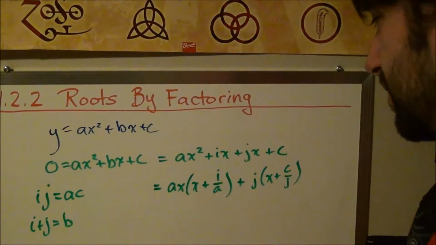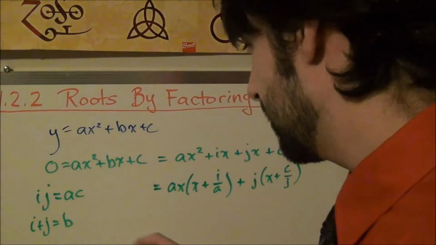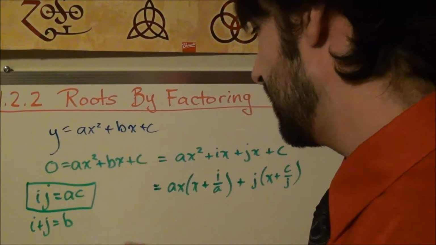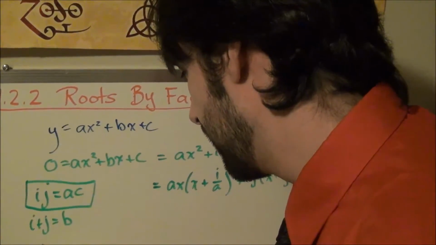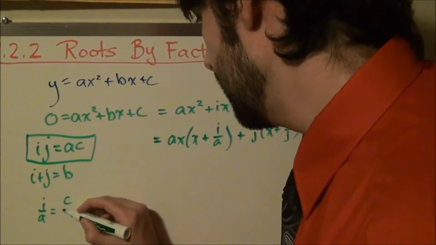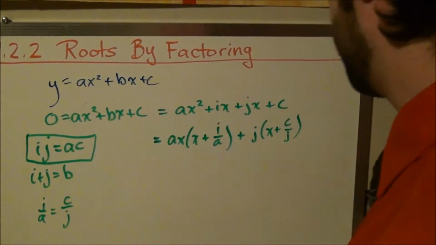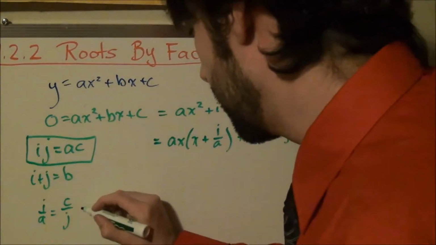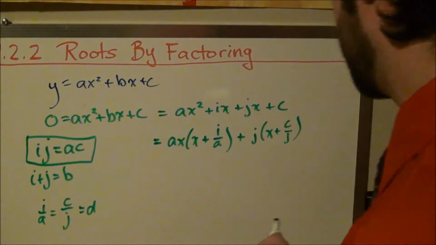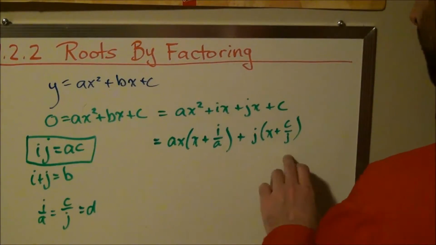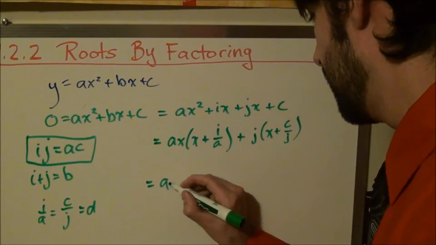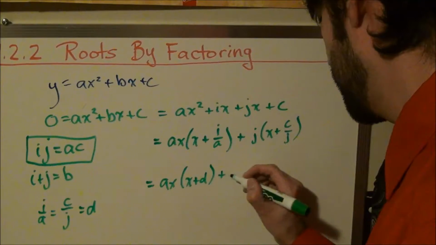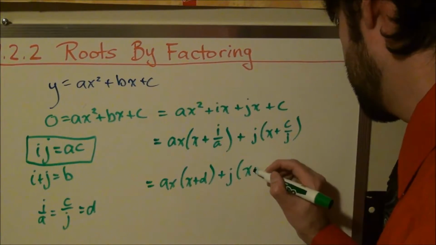I can rearrange this. And if I bring a to the other side and j to the other side, I find that i over a is equal to c over j, which means that these are both the same number, which I'm going to call d. Which means that this can now be simplified slightly: ax times (x plus d) plus j times (x plus d).